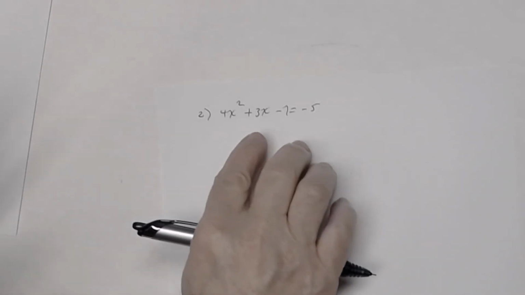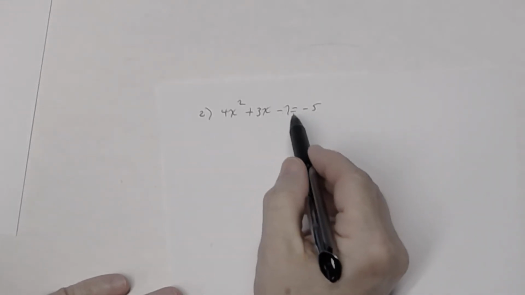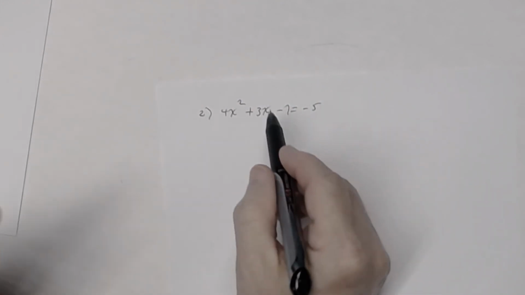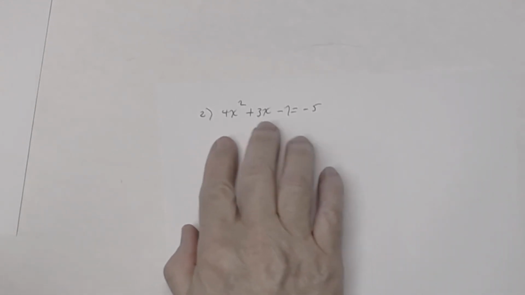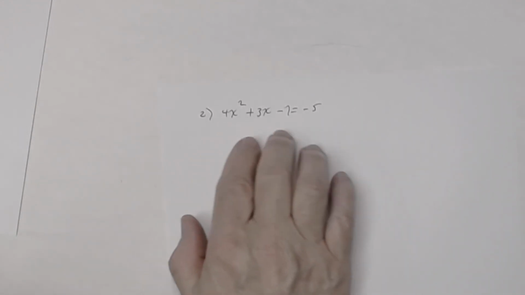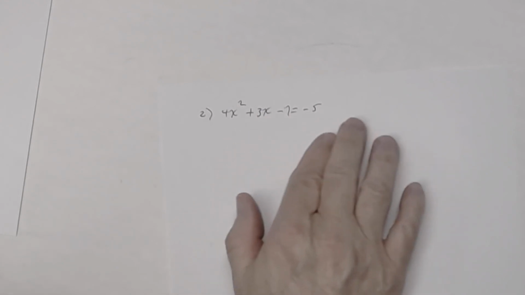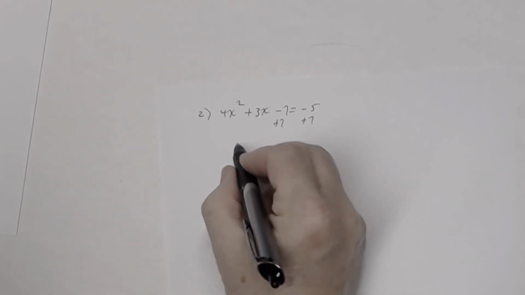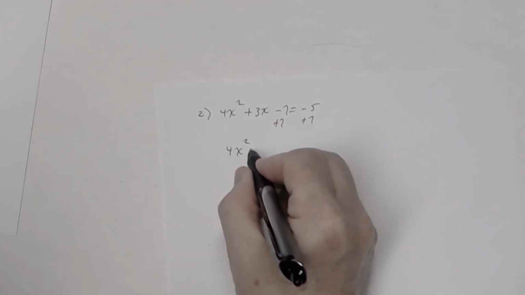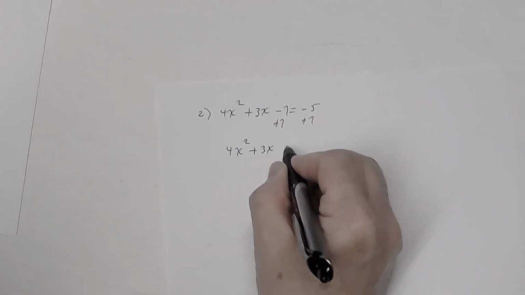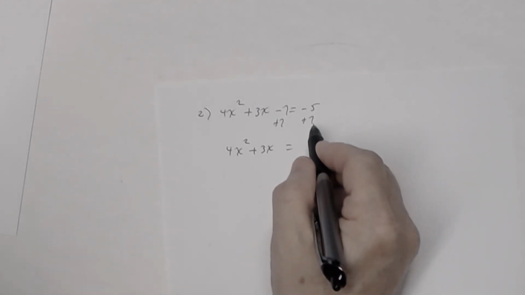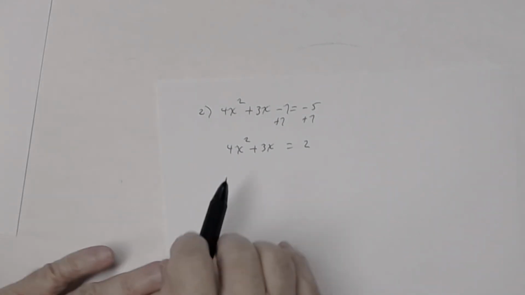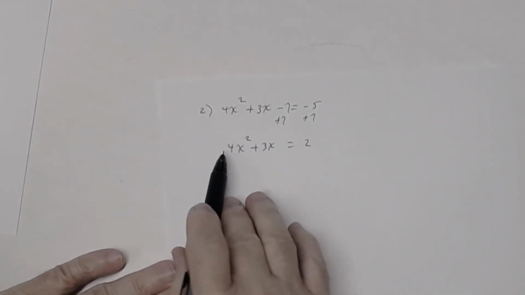But what I would do first, before I even do that, is notice that you have constants on both sides. So before I divide both sides by 4, I'm going to go ahead and bring the constants to the other side. I'm going to add 7 to both sides. That's going to make things a little bit easier for us. And so when I do that, I get 4x squared plus 3x equals negative 5 plus 7, which is a positive 2. All right. Now at that point, remember our step is to divide both sides by that coefficient of x squared.